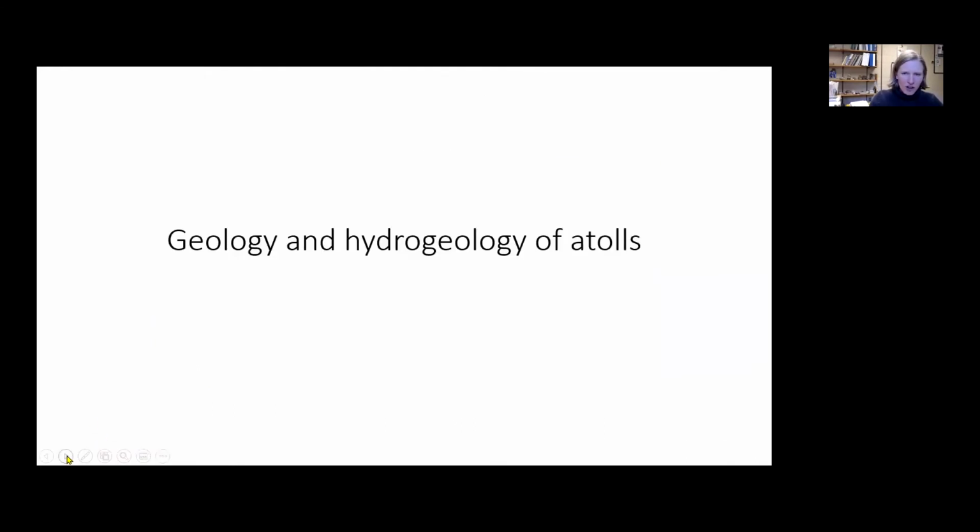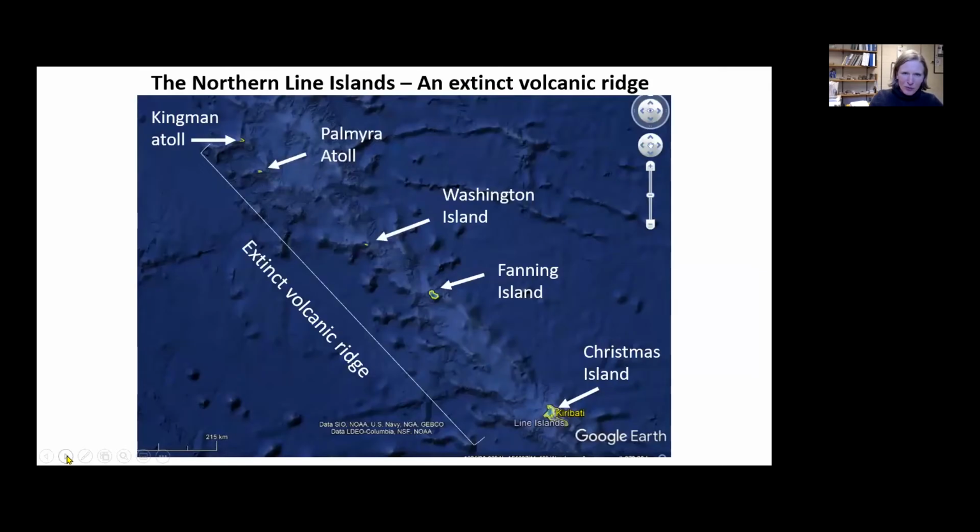Let's talk about the geology and hydrogeology of these atolls. So this is a map of the northern Line Islands. So there's Christmas Island down there. There's that cute little lobster shape for the island. And then there's a couple more islands in the line, including Fanning, Washington, Palmyra, and Kingman Atoll. Now notice they get smaller to the northwest.